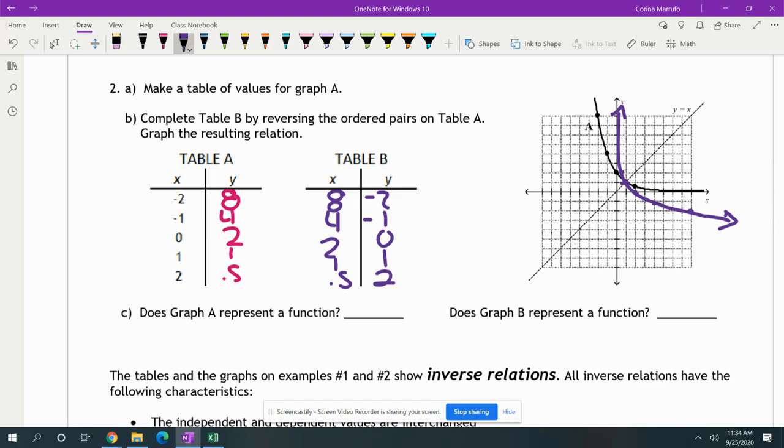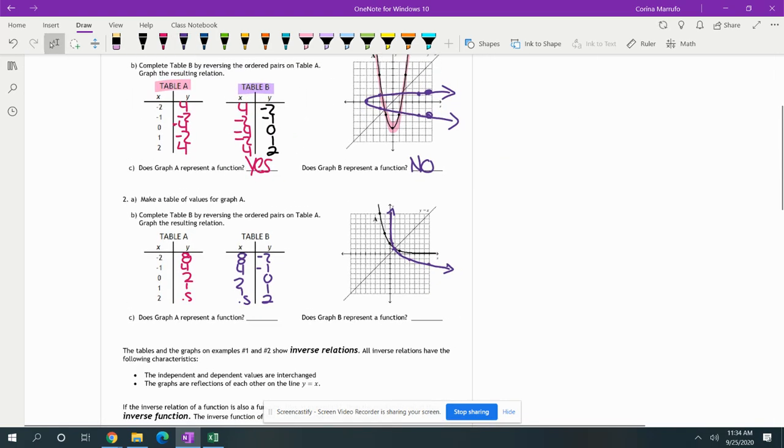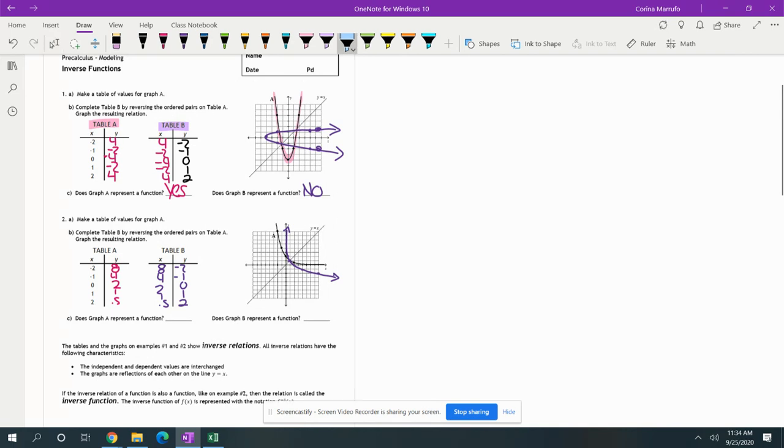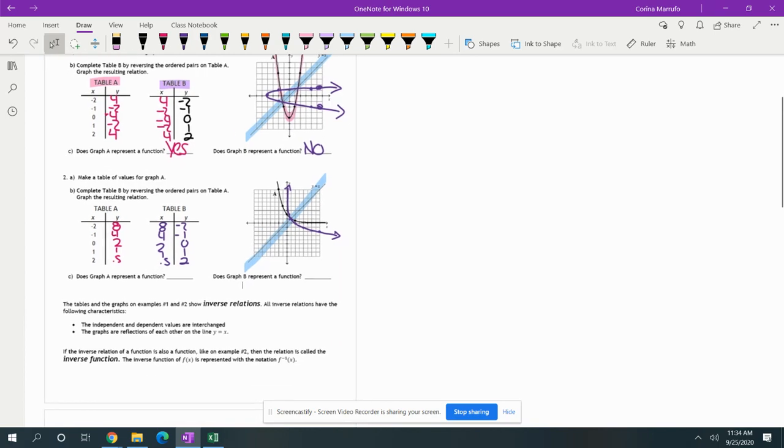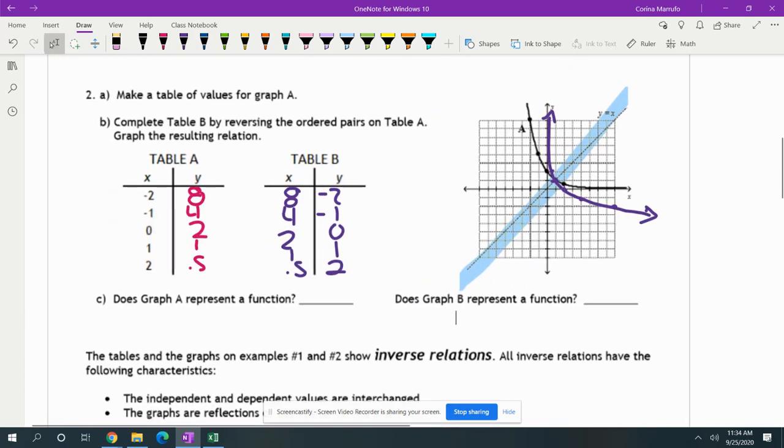If you notice, both of these graphs are cut in half by this line here. This is our line of symmetry. It's the line y equals x, and it cuts it into 2 equal parts. So it's perfectly symmetric about that line. And that's what makes them inverse functions. They're opposites of each other, and you can tell on the graph because they are cut in half by that line. You can tell in the table because these numbers are in reverse order.